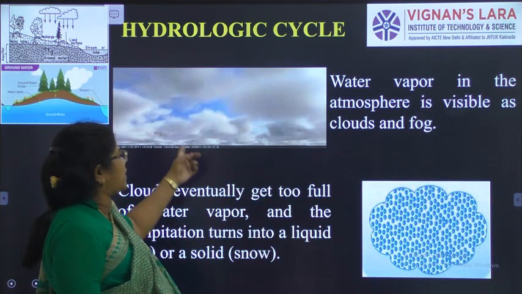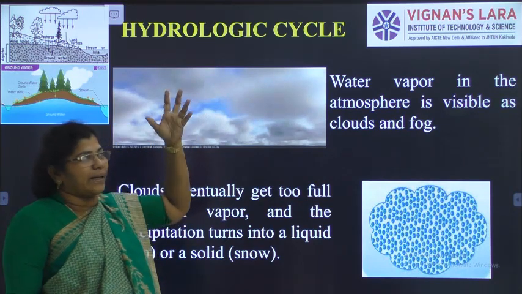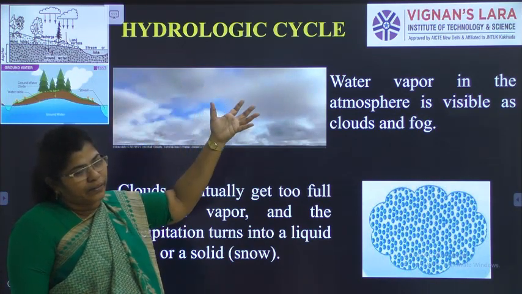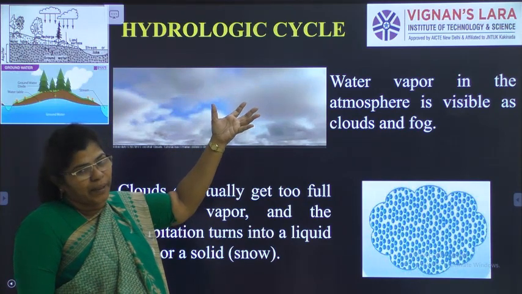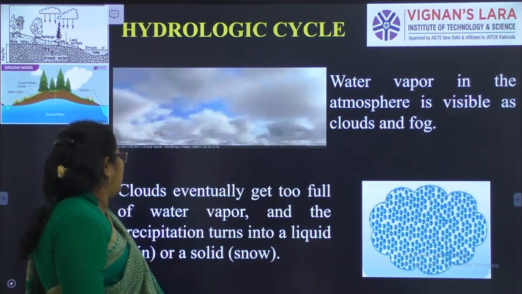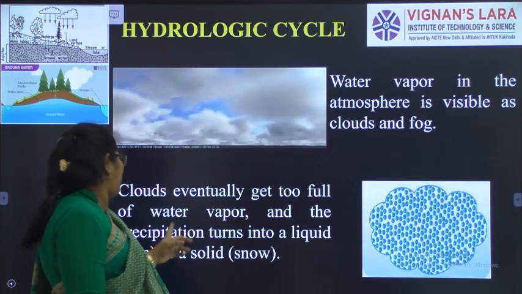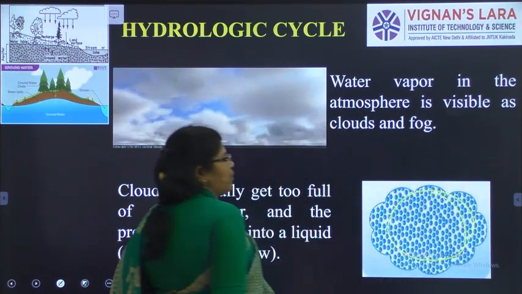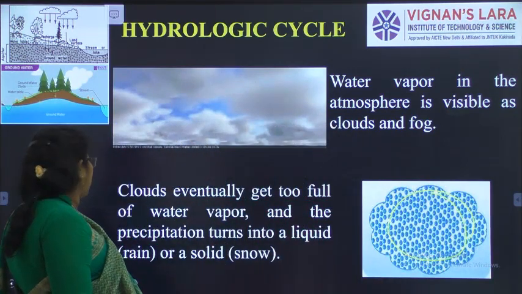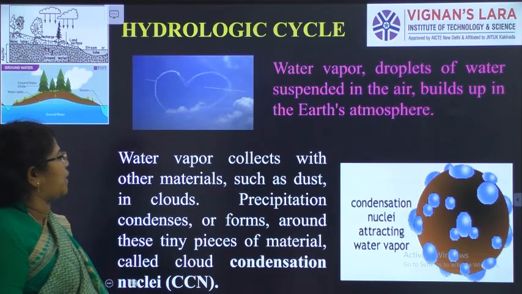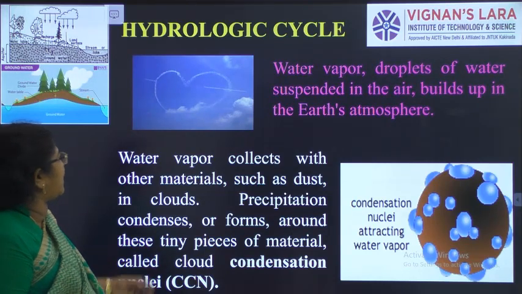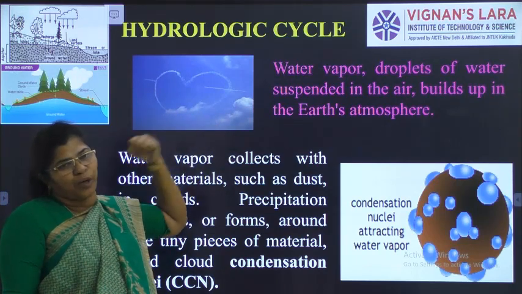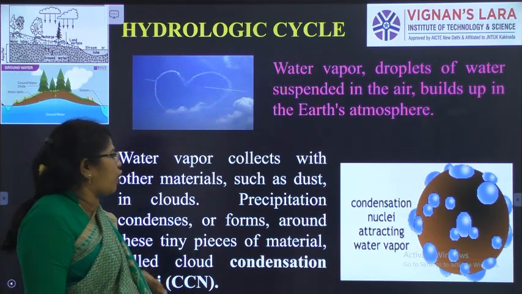Water vapor in the atmosphere is visible, and if there is a black color water vapor formed in the clouds, we will see that rain may be coming, because clouds eventually get too full of water vapor and the precipitation turns into liquid or snow. It may be a snowfall or a liquid fall, which happens as rain. So water vapor and droplets of water suspended in the air build up in the earth's atmosphere. In the atmosphere, the water will be stagnated, and the moisture will be taken up, which forms the water droplets.